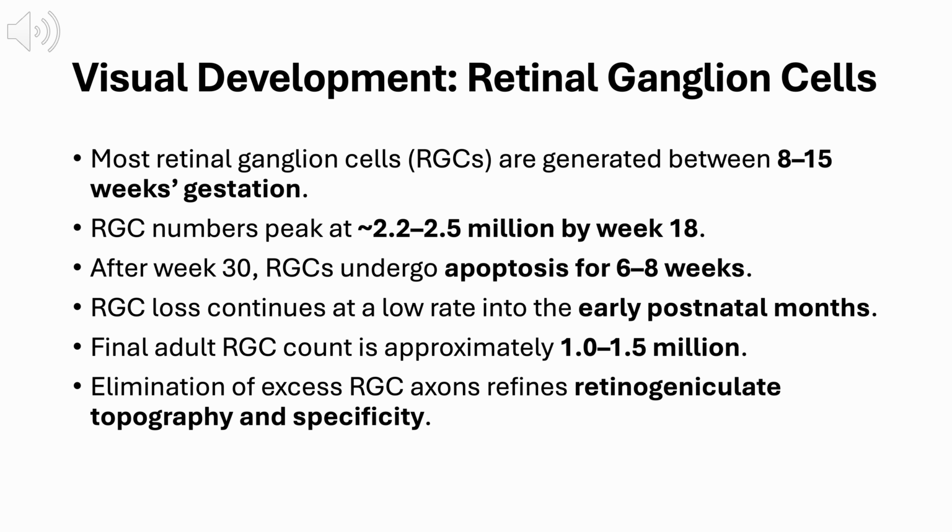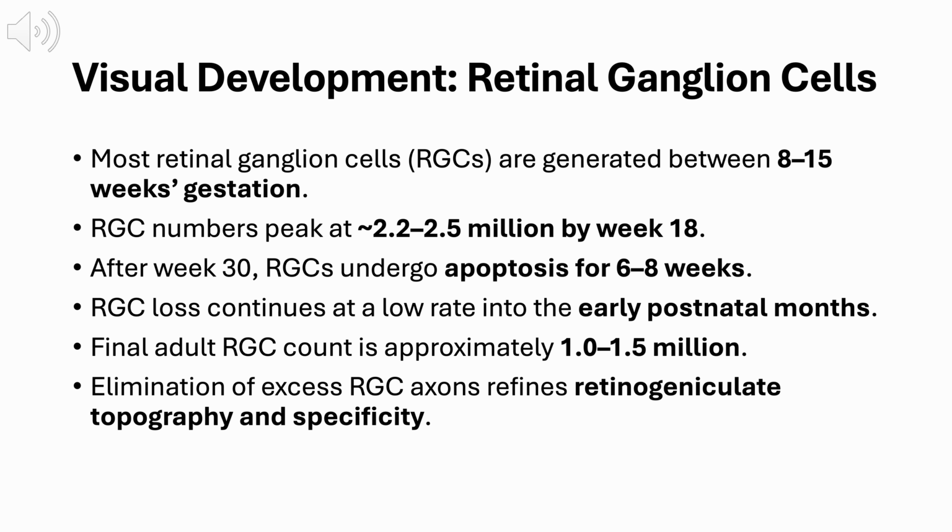This slide marks the transition from anatomy and perception to development, how the visual system is actually built over time. Early in pregnancy, the retina makes far more ganglion cells than it will ever need. Most retinal ganglion cells are produced between about 8 and 15 weeks of gestation, and their numbers peak around 18 weeks, reaching more than 2 million. That's much higher than what we see in adults.